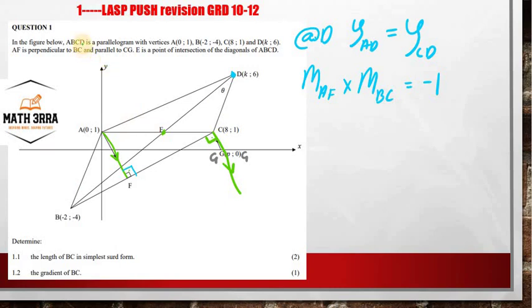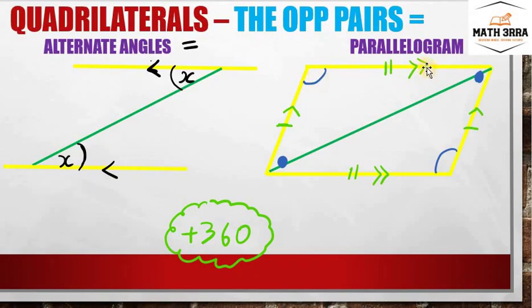An important thing for us to note as well is that they said this ABCD is a parallelogram. Now, what of a parallelogram? A parallelogram has two opposite sides that are equal and parallel. Opposite sides that are equal and parallel.